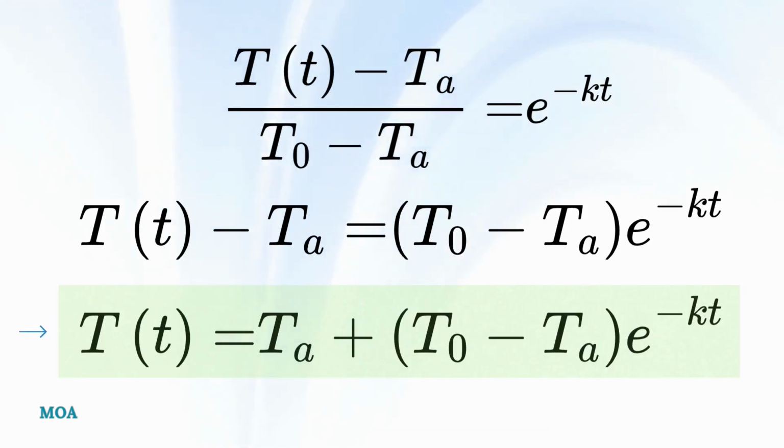Solving for T of t, we obtain T of t equals T sub A plus the quantity T sub 0 minus T sub A, all multiplied by e raised to minus kt. As time increases, the exponential term decays to 0, so T of t approaches T sub A, thermal equilibrium.